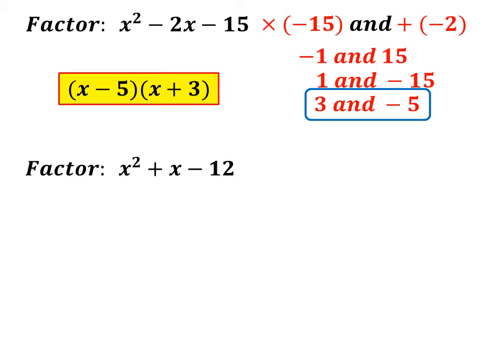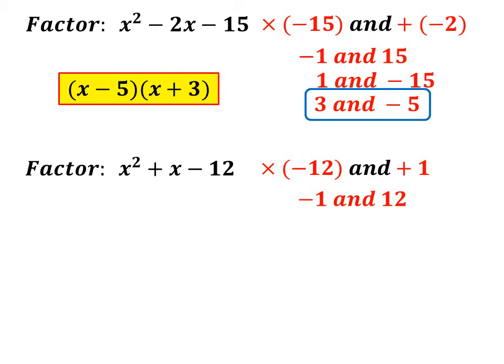Looking at this one again, my constant term is negative, my linear term is positive, but when I see this constant term is negative, I know that I'm going to have a positive and a negative inside the parentheses. So here, I'm looking for two numbers I multiply together to get negative 12, that I add together to get 1.